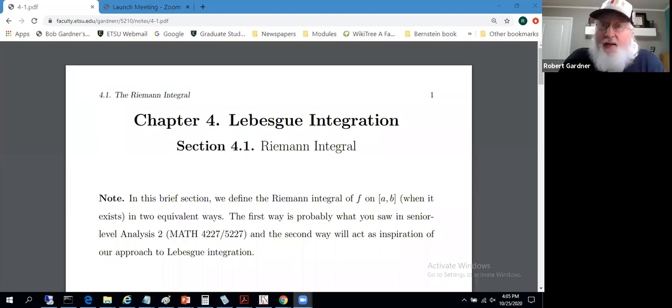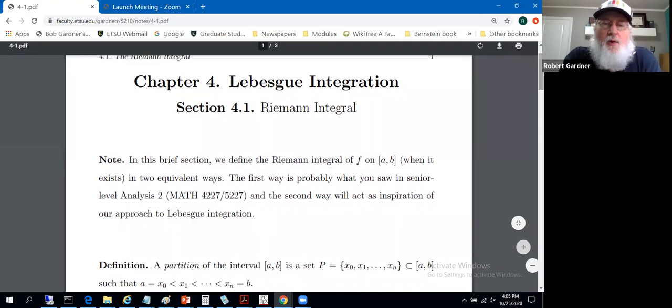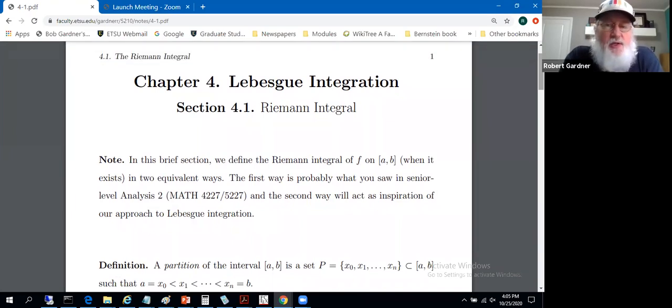Welcome to Chapter 4 and Lebesgue integration. I'm going to start with 4.1, a pretty brief review of Riemann integration. We really thoroughly looked at Riemann integration when we looked at the Riemann-Lebesgue supplemental material. So all I want to accomplish in section 4.1 is to define the Riemann integral in a specific way that foreshadows how we're going to define Lebesgue integration.